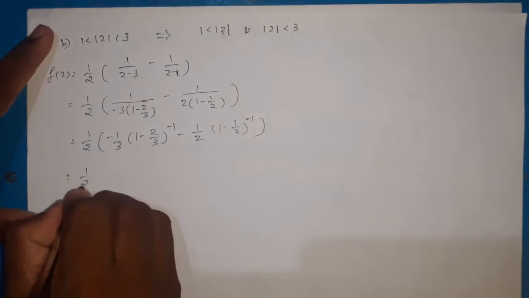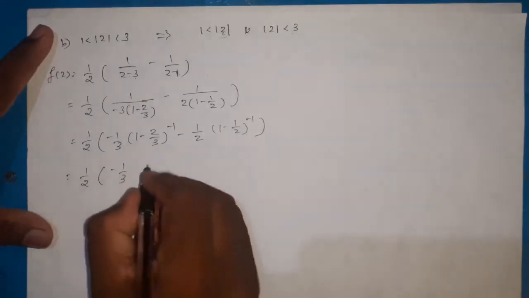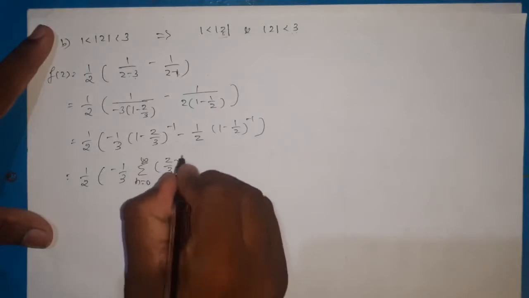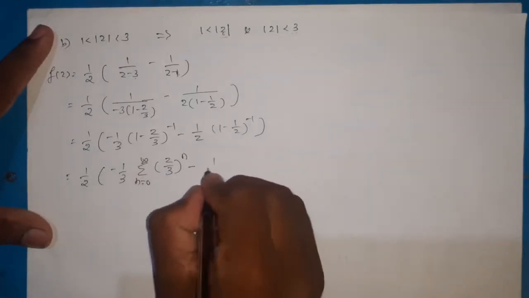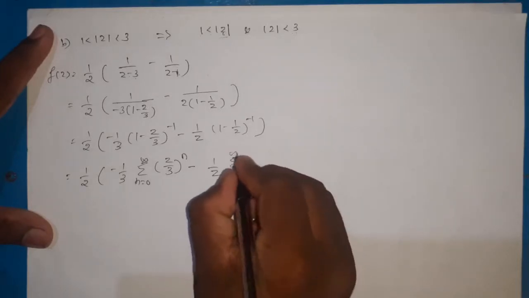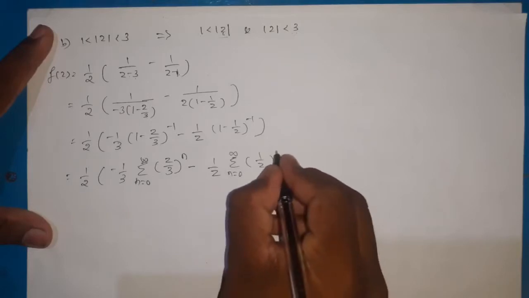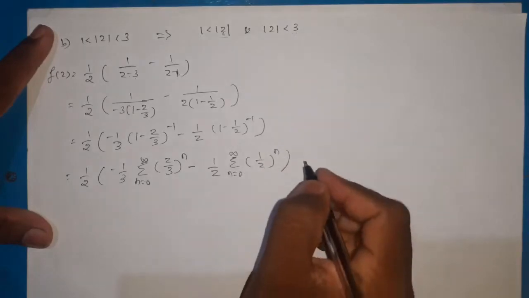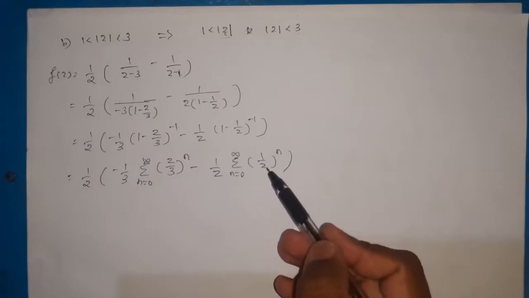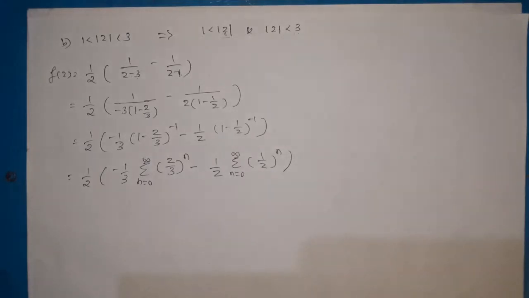Then it is equal to 1 by 2 minus 1 by 3 into summation over n equal to 0 to infinity z by 3 whole power n minus 1 by z into summation over n equal to 0 to infinity 1 by z whole power n. So it is Laurent series, because in the second expansion we have z in the denominator. If z is present in the denominator, then that is the Laurent series.